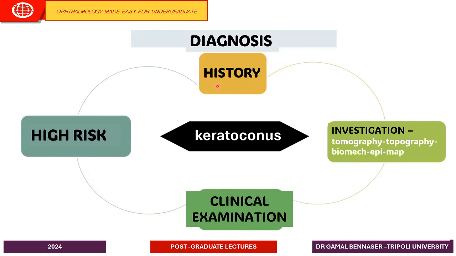The first thing will be a detailed history from the patient, determining whether he belongs to the high-risk group or not. Then we will conduct a detailed clinical examination. And then we will have to do some investigations, especially tomography, topography, and sometimes corneal biomechanics and epithelial mapping. So let's start and speak in detail about the history in a patient with keratoconus.